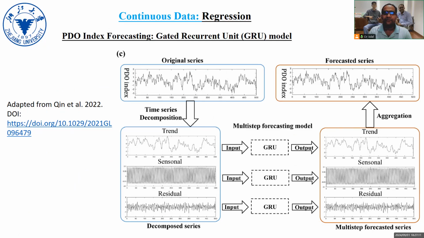Okay, but the model performance varies from data to data, so you need to test first which model is best for your data. But if you have time series data, you can use AI. Even if you have a spatial map like an image, you can also use AI for regression.